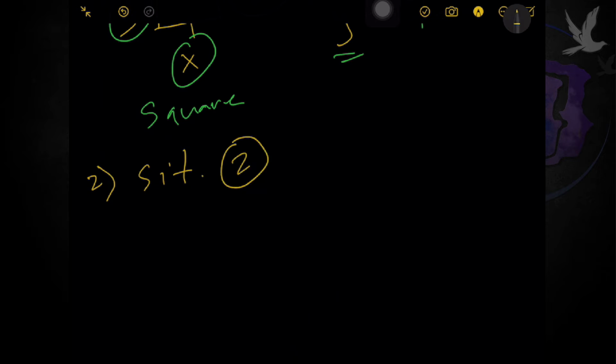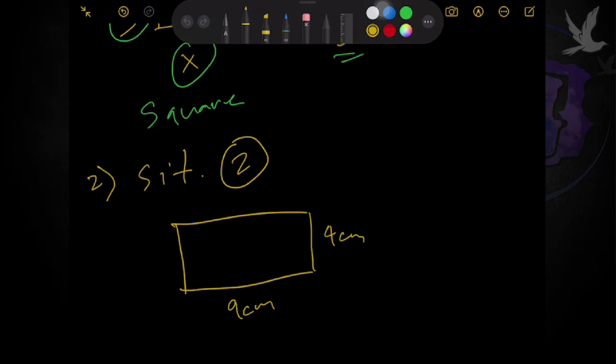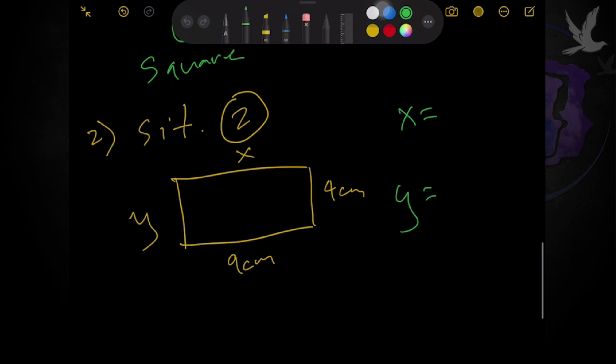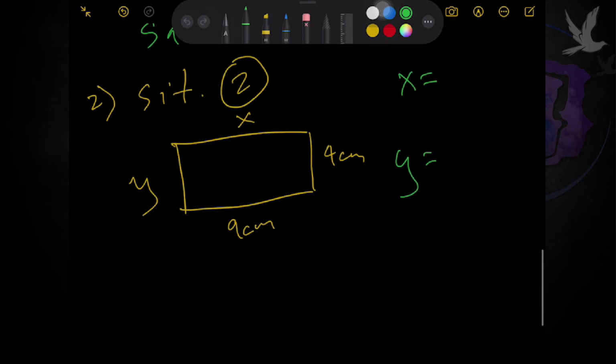Okay? Then you also have situations, let's say situation number 2. Then you're asked to solve for x and y. Okay, solving for x, solving for y. In situation 2 now, you can confirm that this shape is not a square by simply looking at it. It's a rectangle, which means opposite sides are equal.